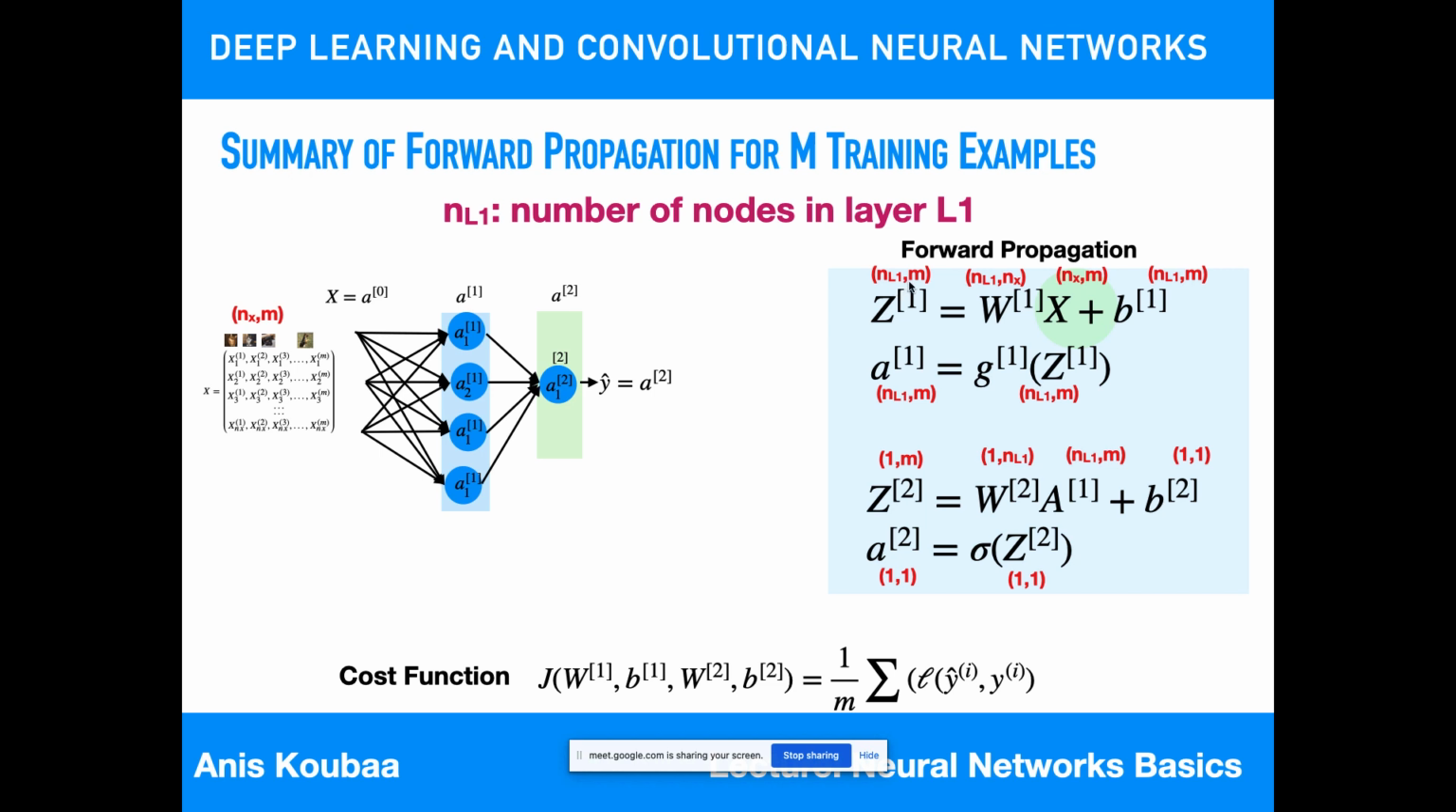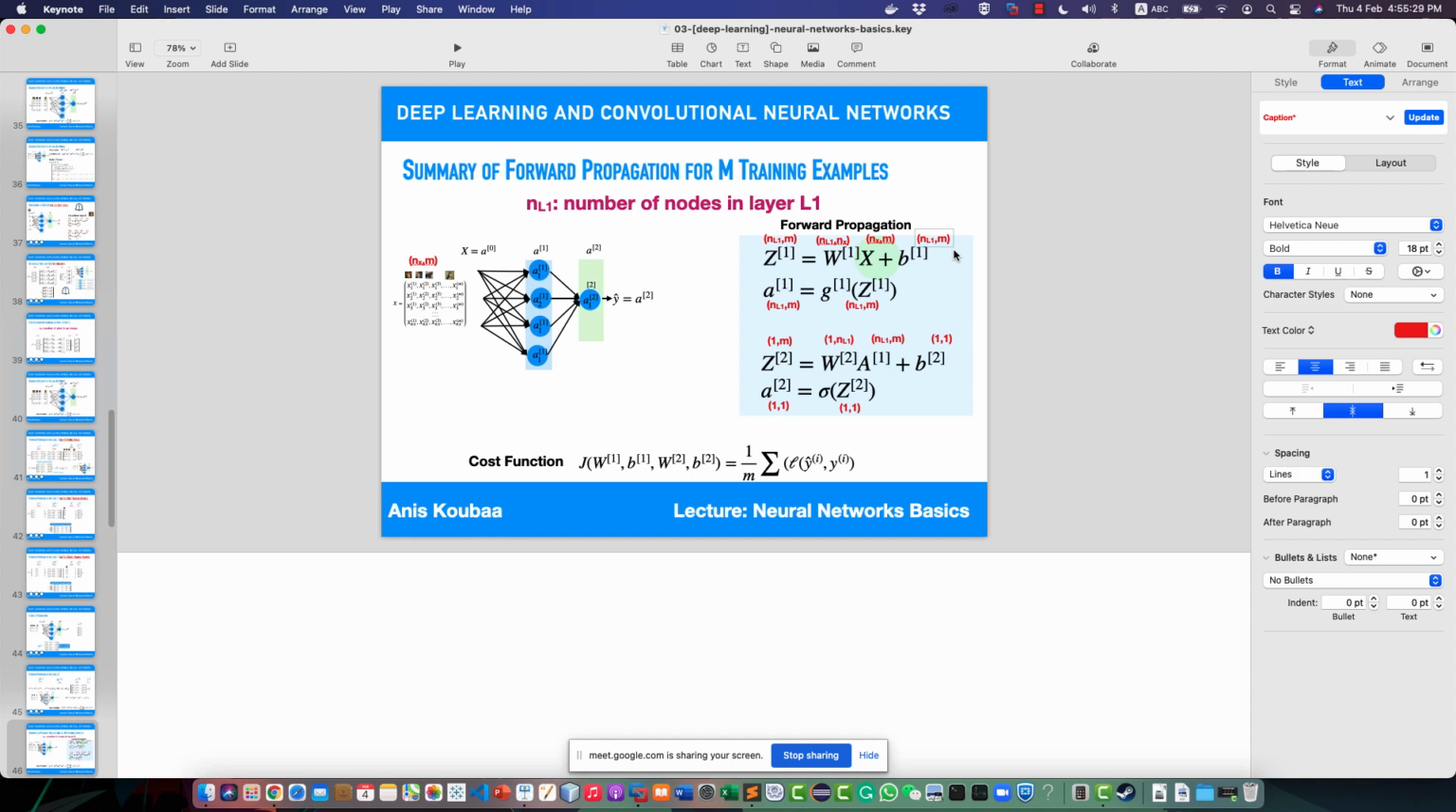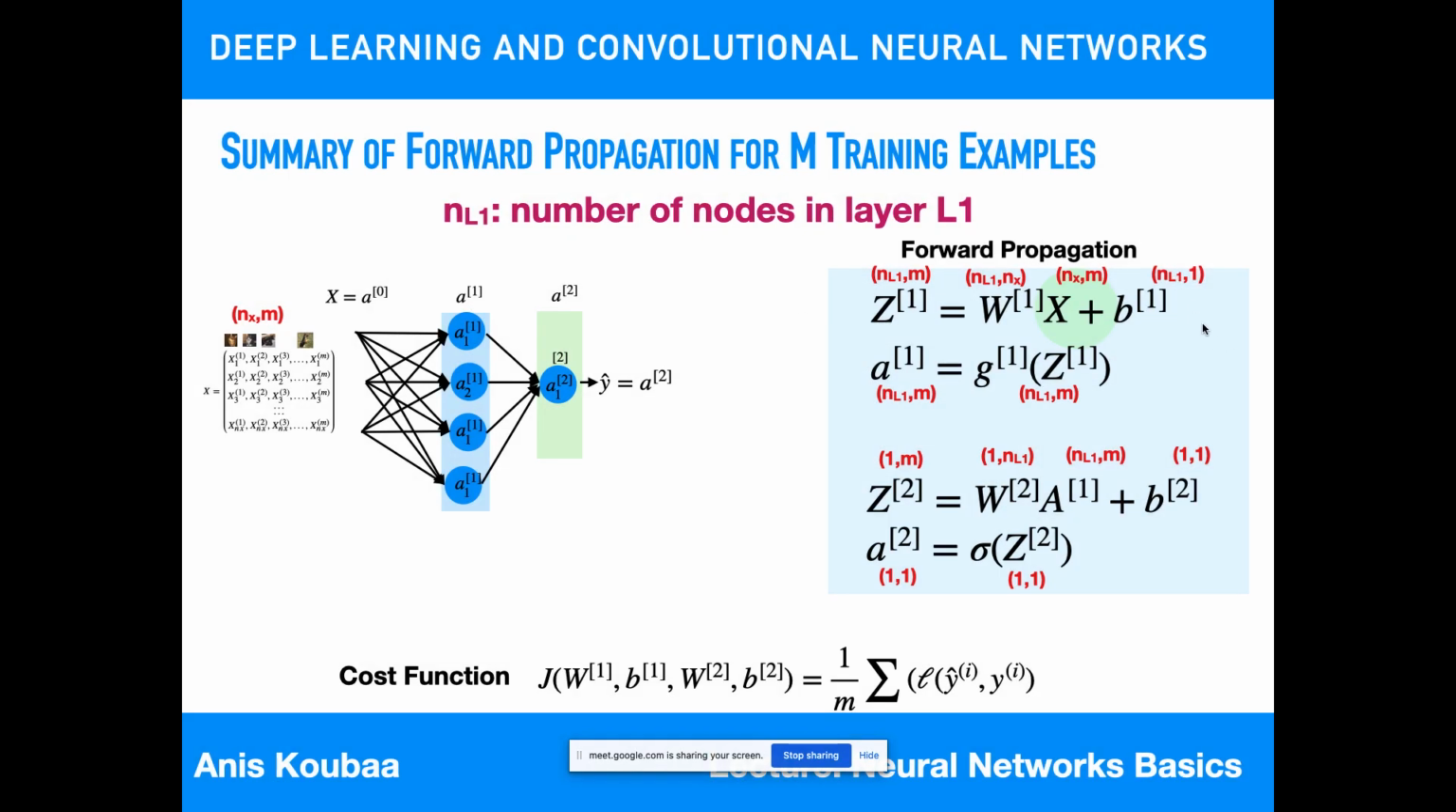So NL1 by M, this will be the shape of Z1. There is something wrong here. I did something wrong. What is it? B, Doctor. B is not M by NL1. Yes, because B is independent of the number of training examples. Okay, so this is correct now. And of course, it will use broadcasting here.